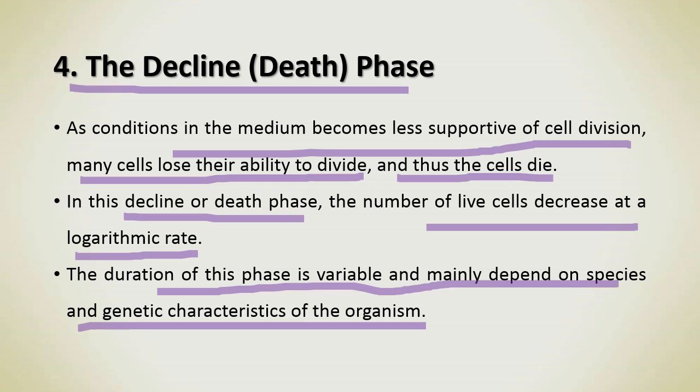For instance, a few cells, so-called persisters, are characterized by a slow metabolic rate. Persister cells are medically important because they are associated with certain chronic infections, including tuberculosis, which does not respond very well to antibiotic treatment.